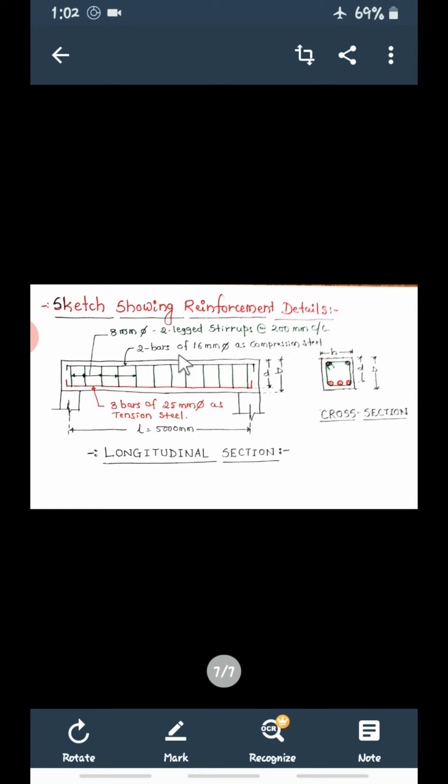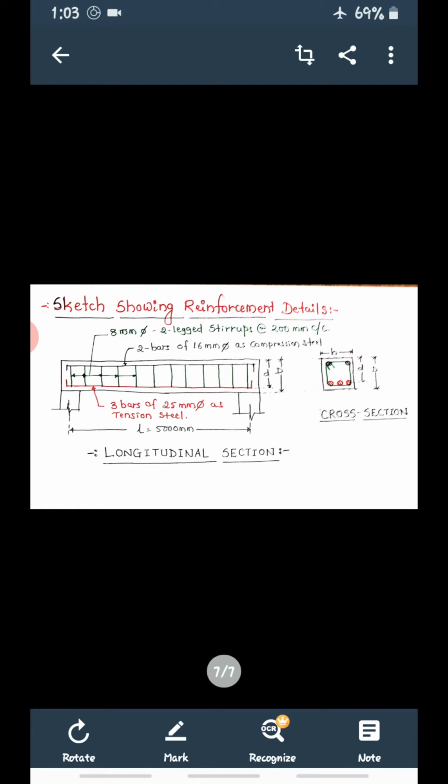So this is the total design of the doubly reinforced beam. Minor changes will be there in the design of a doubly reinforced beam compared to a singly reinforced beam. Additional steel will be provided at the top, that is ASC, and at the bottom AST, then stirrups will be provided. So hope you understood this problem. If any doubts are there, feel free to ask me.